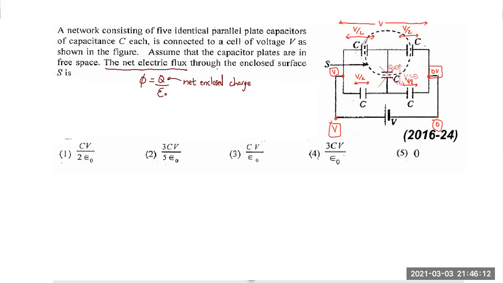So here on the left plate, if you have plus Q charge, on the right plate we will have minus Q charge. On this right plate also we will have plus Q charge, on the left plate minus Q charge. Here plus Q charge, minus Q charge, plus Q, minus Q. Everything will have equal charge. But remember, on this plate, the charge will be 0. Why? Charge is equal to CV. If V is equal to 0, charge is also equal to 0.